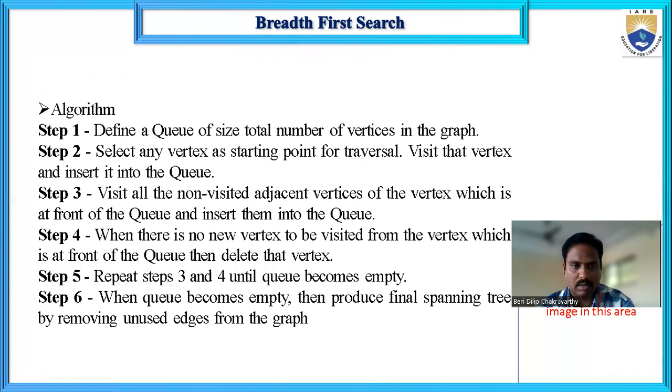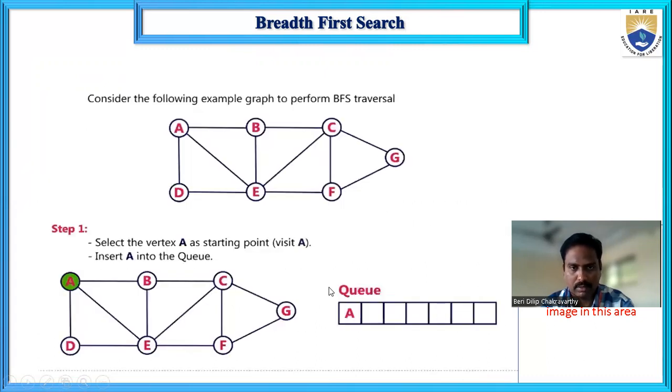We repeat the third and fourth steps. We add the adjacent vertices, and if there are no more vertices, we remove it from the queue. We will see with an example, and we'll get a clear idea. When the queue becomes empty, we produce the final spanning tree by removing the unused edges from the graph. So let's see with an example.